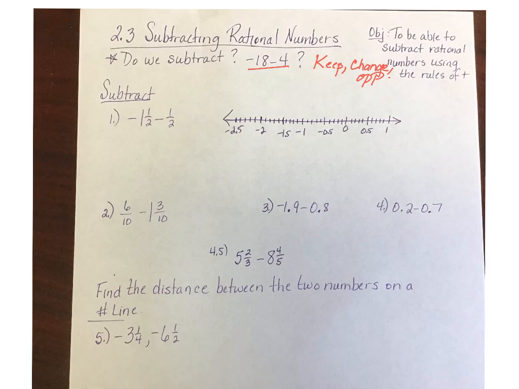Number 1 says negative 1½ minus 1/2. We don't do subtraction, so we're going to keep, change, opposite. I'm going to make this negative 1½ plus negative 1/2. And remember, we can look at this on a number line. Start at 0. Every one of these is a tenth, so I'm going to go back to negative 1 1/2. And I'm going to add negative 1/2, which is going back even further.